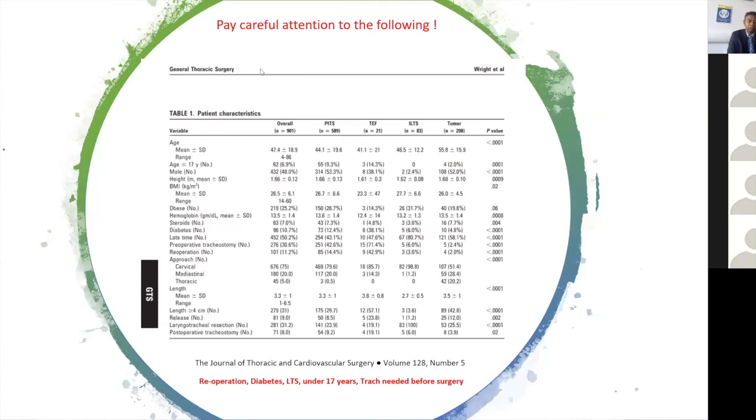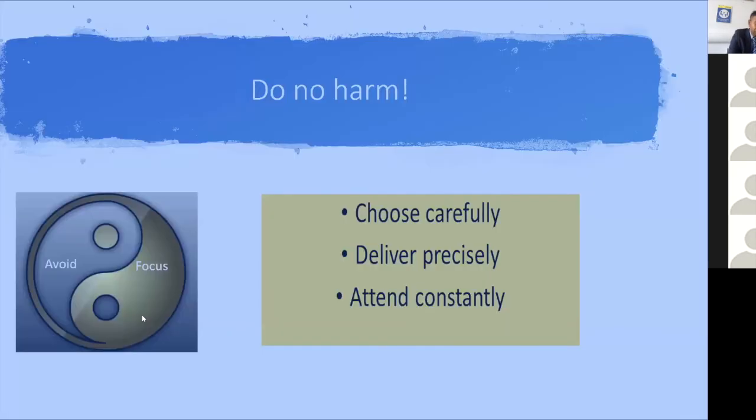So pay careful attention to these. These are patient-related factors that one should know. Of the whole list, the most important are reoperation, patients with diabetes, patients with laryngotracheal stenosis under the age of 17 years, or anyone needing tracheostomy before tracheal resection surgery. These patients are at high risk of complications.